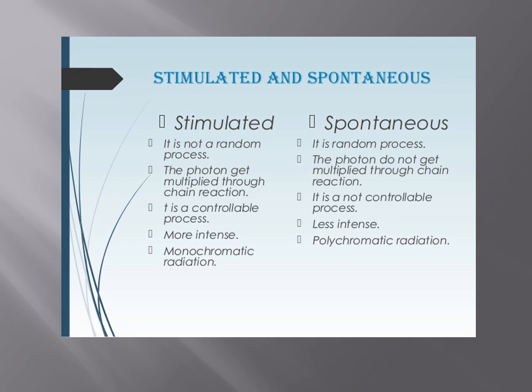Now, what is the difference between stimulated emission and spontaneous emission? Stimulated emission is not a random process, whereas spontaneous emission is a random process. The photons get multiplied through chain reaction in stimulated emission, whereas the photons do not get multiplied through chain reaction in spontaneous emission. It is a controllable process in stimulated emission, whereas it is not controllable in spontaneous emission. It is more intense and monochromatic in stimulated emission, whereas it is less intense and polychromatic in spontaneous emission.